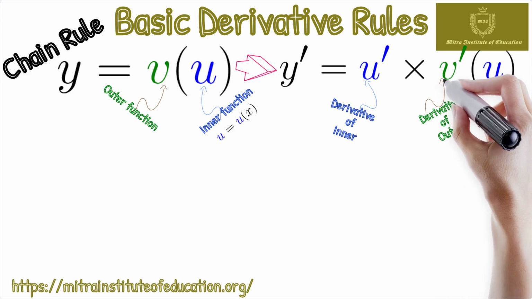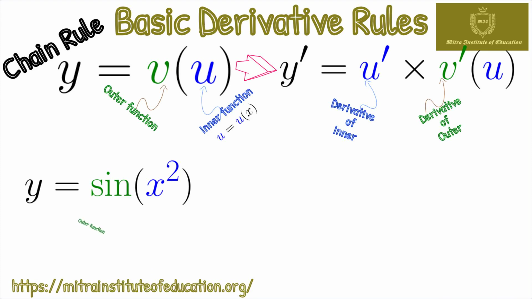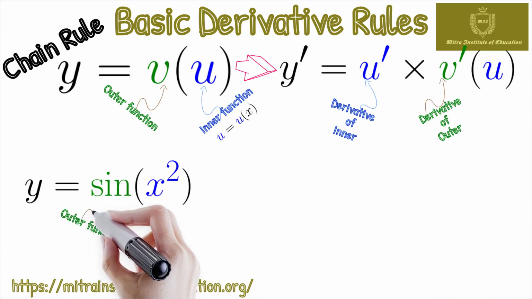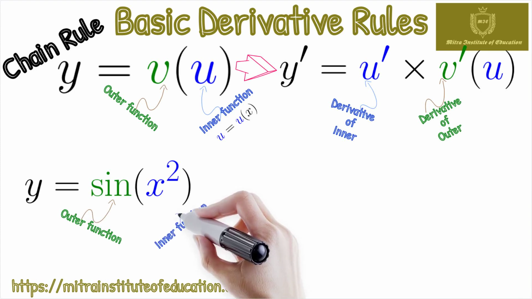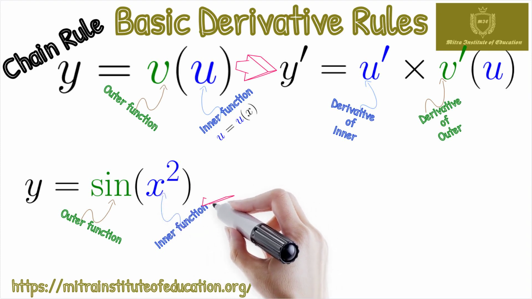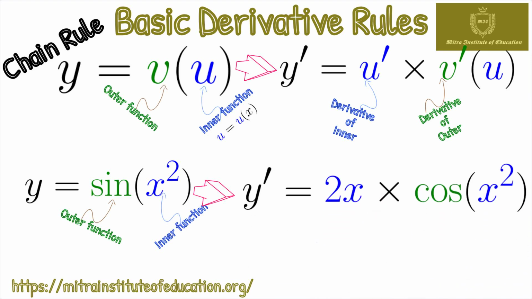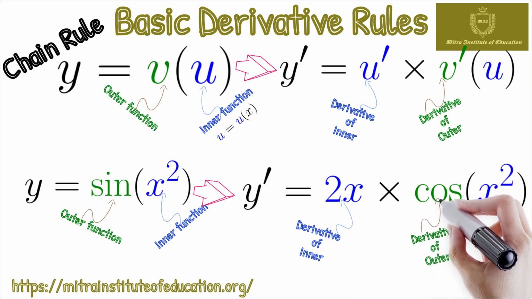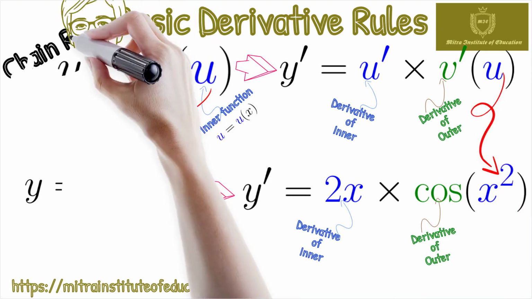Let's apply the chain rule to find the derivative of y equals the sine of x squared. First, identify the outer and inner functions. The outer function is the sine of u, and the inner function is u equals x squared. Next, differentiate the inner function u, which gives us 2x. Then, multiply this by the derivative of the outer function, v, which is the cosine of x squared. Therefore, y prime equals 2x times cosine of x squared.